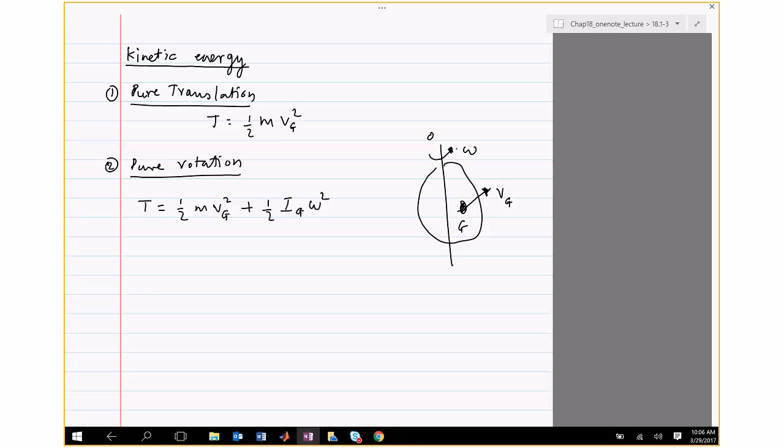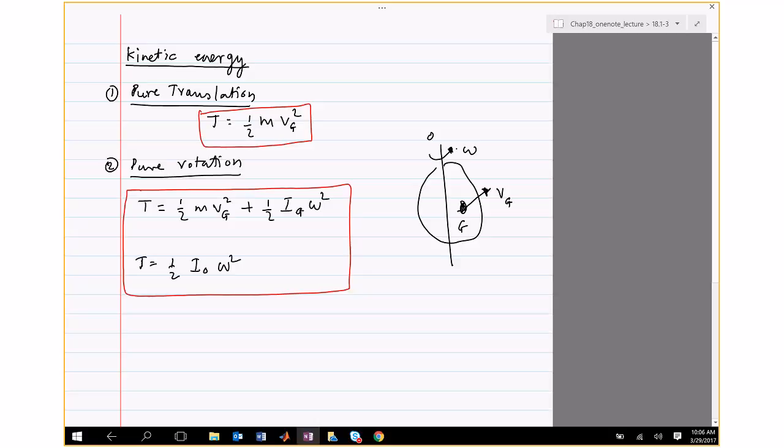Okay, now that's one way to do it. The other way to do it is to find the inertia about the point about which the body is rotating. So in this case, it's I_O times omega squared. So both these expressions are equivalent. That is, you should get the same answer no matter how you compute the total energy. So if you like computing the inertia, then you want to do method two.